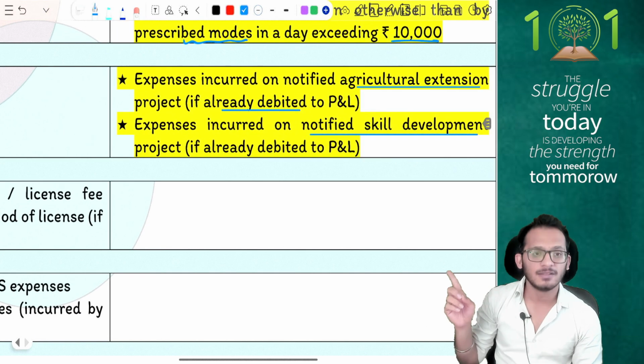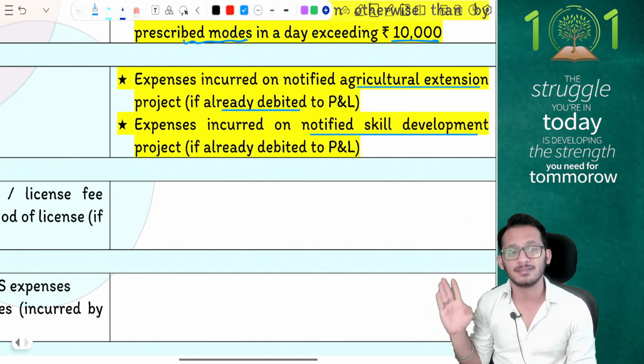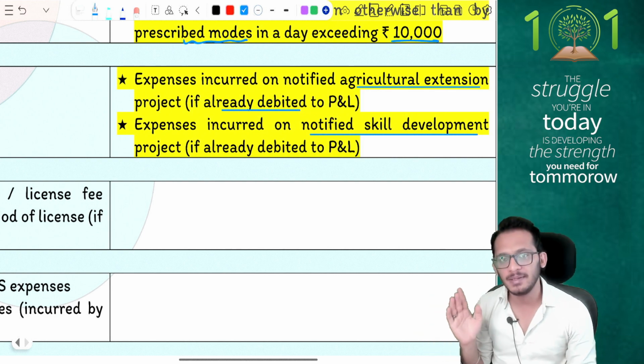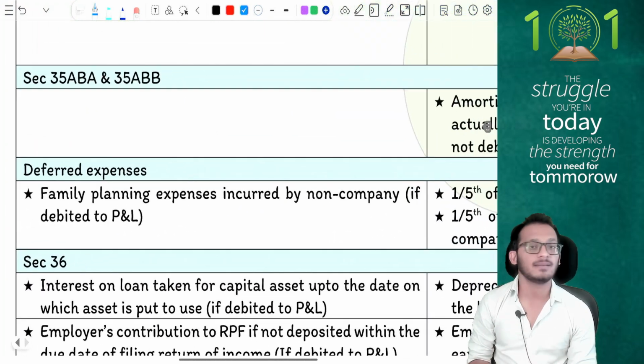Clear? Now, again, special tax regimes, therefore not allowable as deduction. So if you are in special tax regime, you will ignore all these adjustments. You cannot claim it as deduction. If it is already there in the P&L, please disallow it off. Moving on forward to section 35 ABA and 35 ABB.